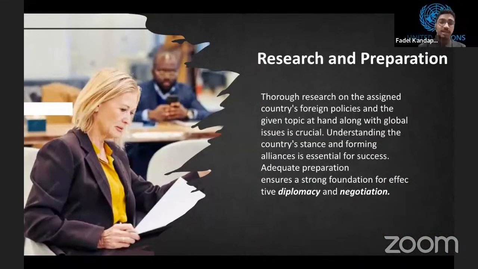A very important aspect of MUN is the research and preparation that goes into it. Through research and preparation, you're supposed to get an idea of your country's foreign policy, which basically means what interests your country. Everything that your country stands for, you must have a thorough understanding of. You must know the allies that your country has, as well as the other possible issues with your country, so you can address them in any MUN that you have. As well, you must have a thorough understanding of the topic at hand, so that you can speak upon the topic.